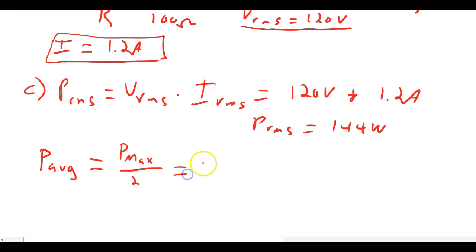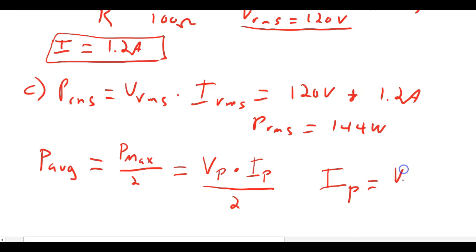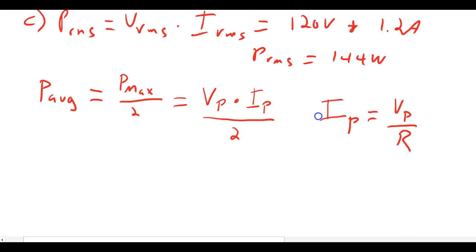And that means we can take V maximum or V peak, multiply that by I maximum or I peak, and divide by 2. And so remember, now there's more than one way to do this, but we can say that I peak equals V peak over R. And so that saves us from calculating I peak, which of course we could do.